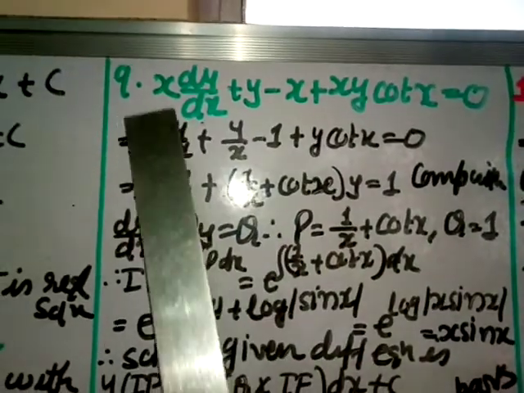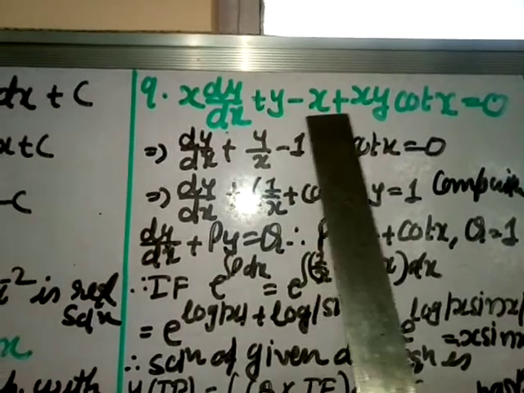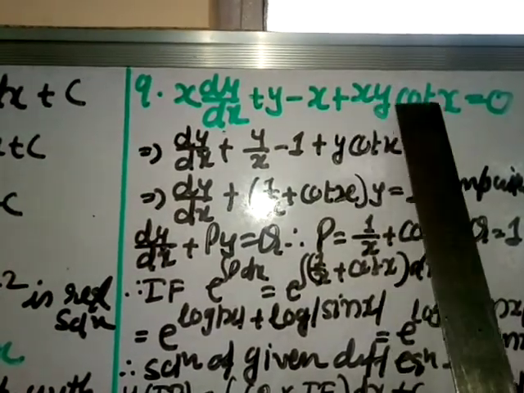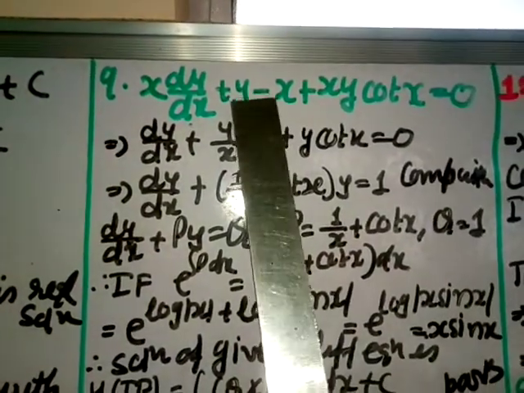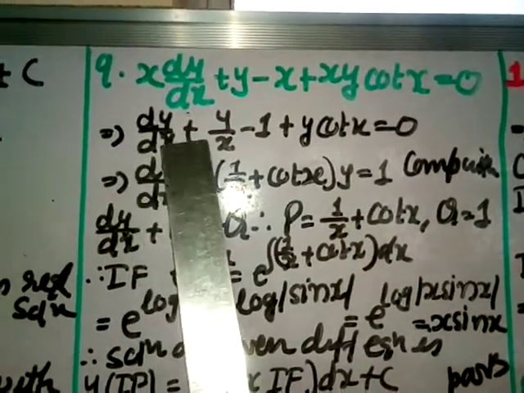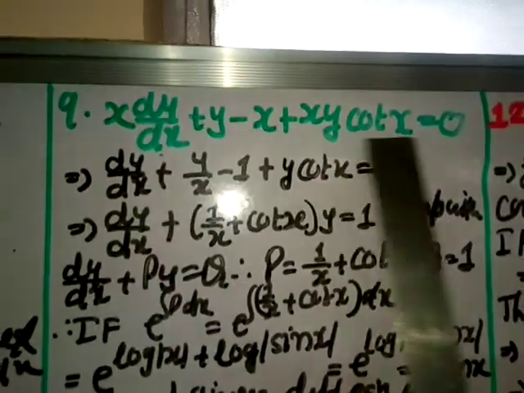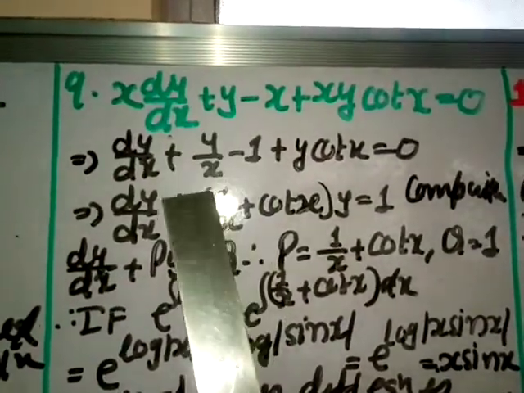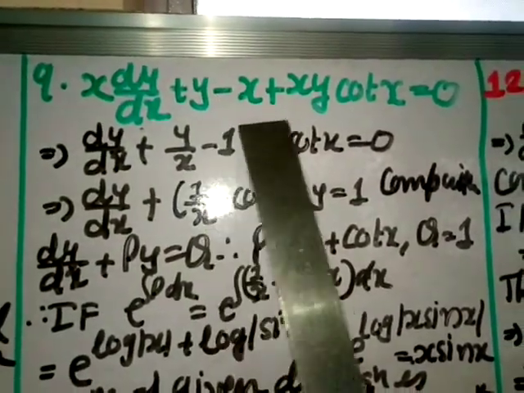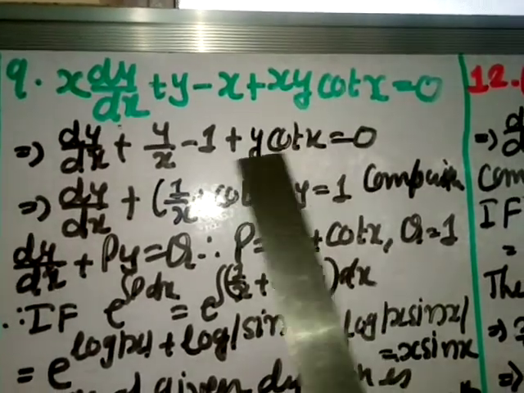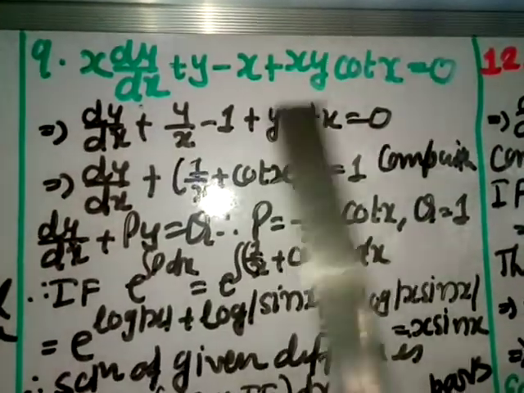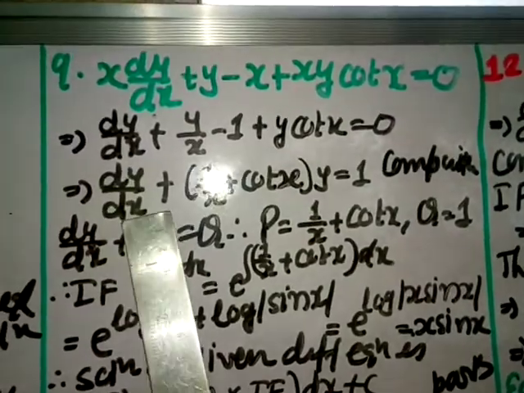Question number 9, x dy by dx plus y minus x plus xy cot x equal to 0. I transfer all this here, so dy by dx plus, first I am dividing by x, okay, coefficient of dy by dx is x, so I am dividing by x. So here y by x, minus here x by x is 1, plus here y cot x equal to 0.